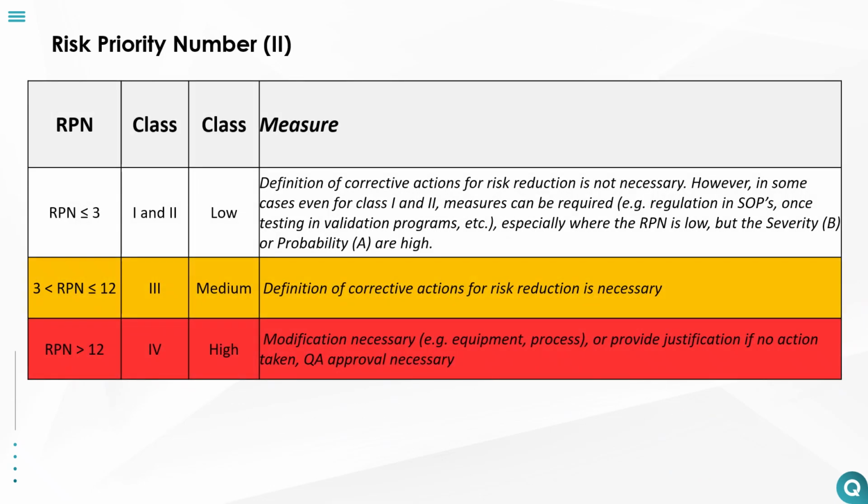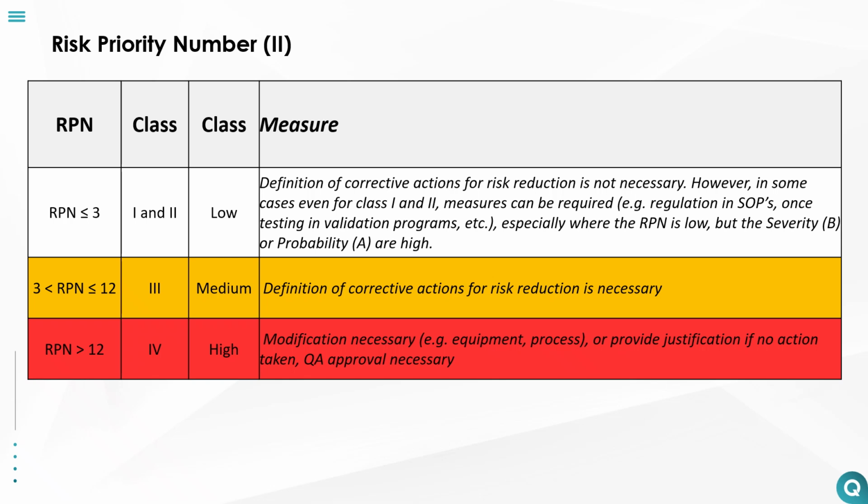Now let's take a closer look at the risk priority number, or RPN, and what it means in practice. The RPN helps us prioritize risks based on their combined score, guiding us where and how to take action. An RPN of less than 3 is the lowest risk priority. This range represents the lowest risks. Generally, no corrective action is required as the risk level is minimal. However, if either severity or occurrence is high, we may still need to implement measures to prevent potential issues from escalating. Here the focus is on monitoring rather than immediate intervention.